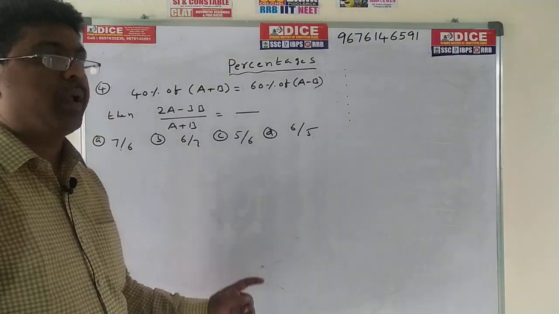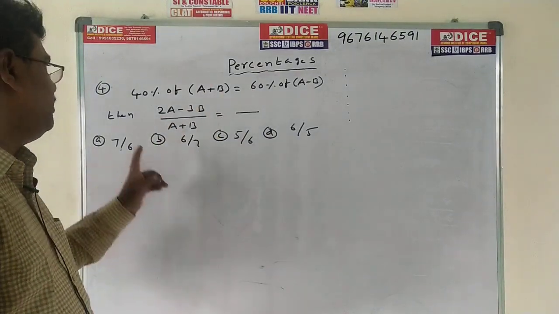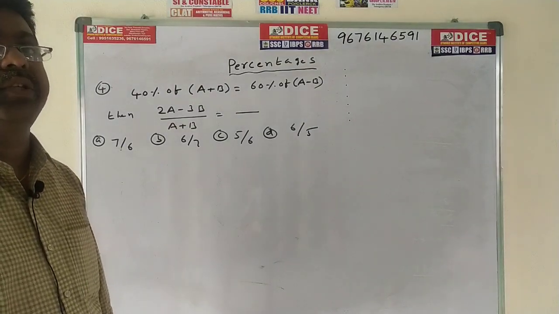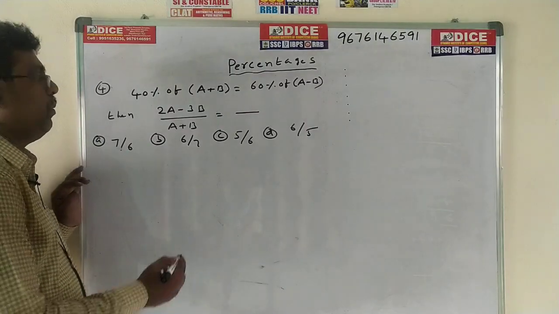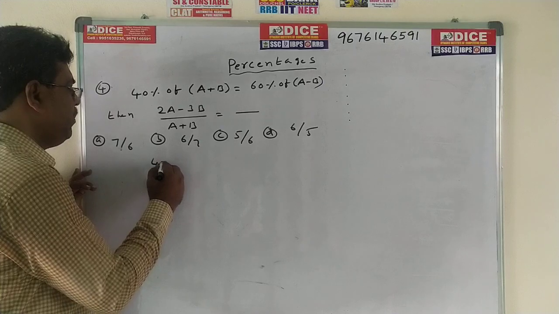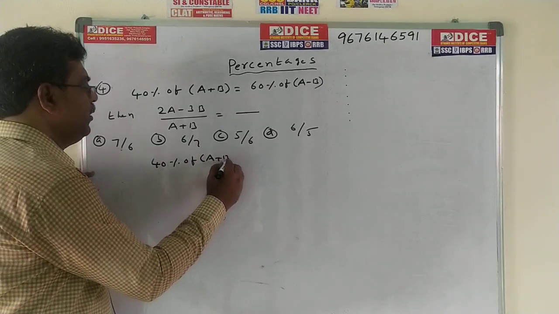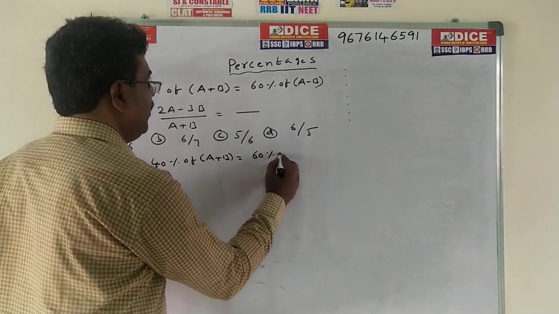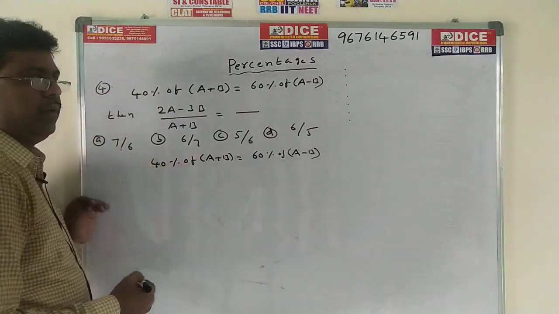Now come to the fourth problem. 40% of a plus b is equal to 60% of a minus b, then 2a minus 3b by a plus b is equal to dash. How can you solve this problem? So the given data is 40% of a plus b is equal to 60% of a minus b. This is the given data.